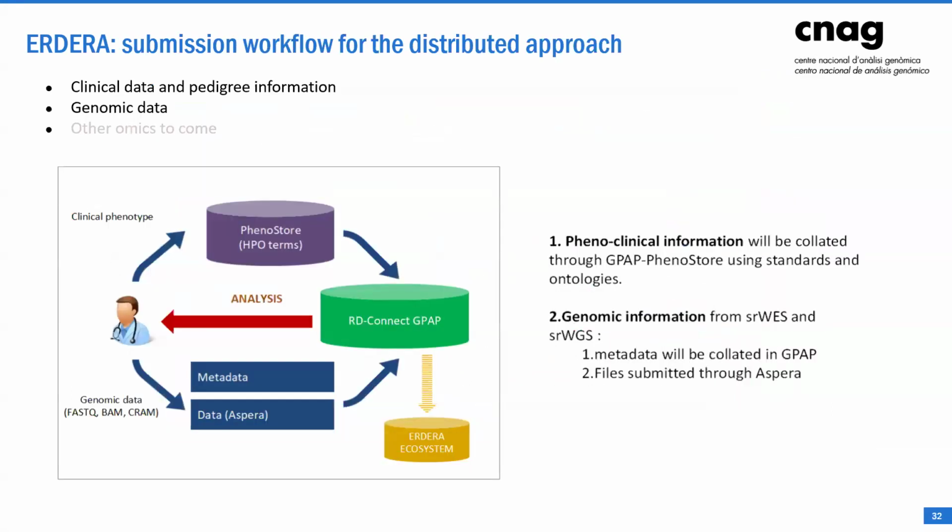And here, for collecting this data for the distributed approach, for the data that we are still centralizing during the first year, we will be using more or less the same system: the RD-Connect GPAP for the phenotypic data, the metadata, and the genomic data. And once we have all the information harmonized and processed with the same pipeline, it will be distributed to the Herdera ecosystem so that it can be further analyzed and interpreted. But basically it's to show that the system can handle hundreds of thousands of data sets to be harmonized and put together.